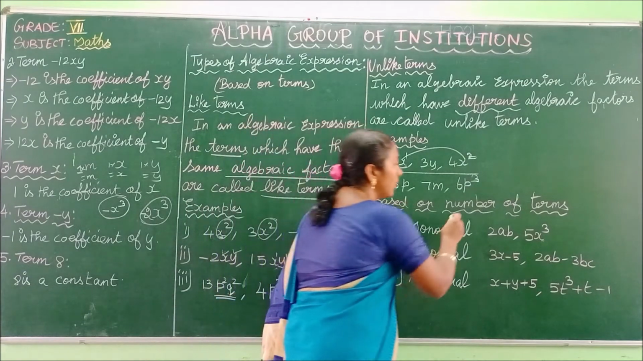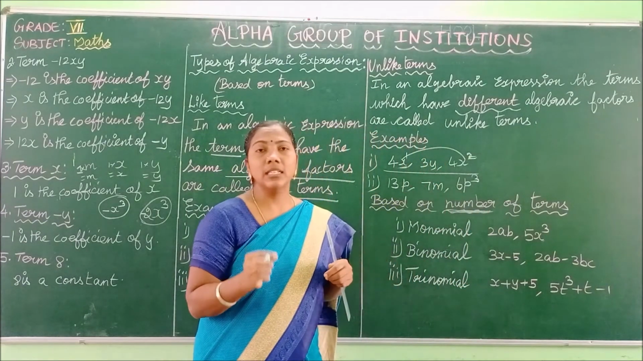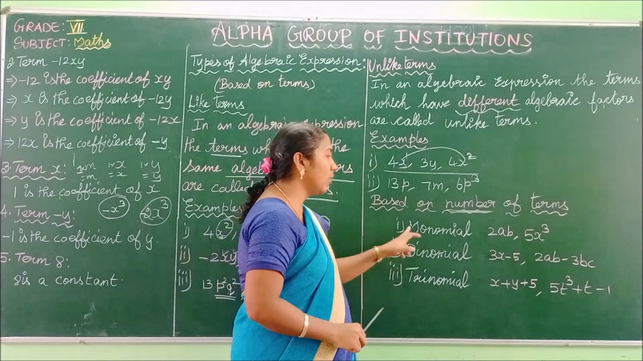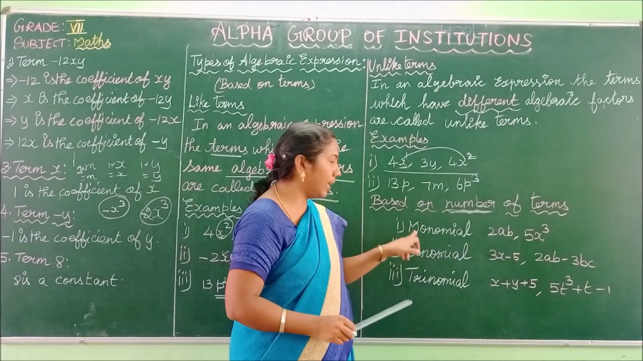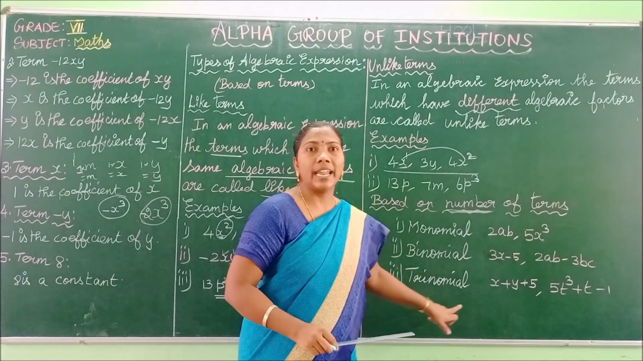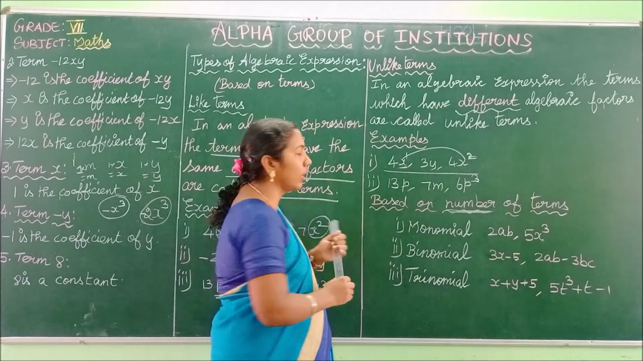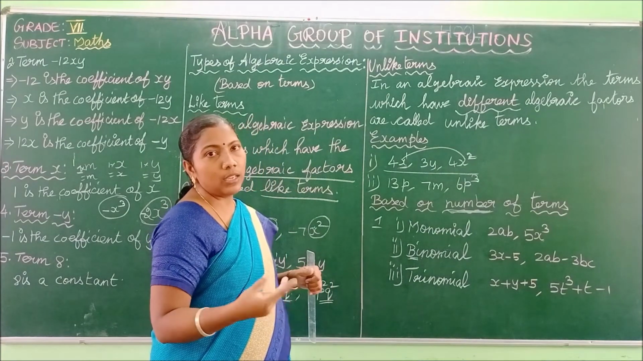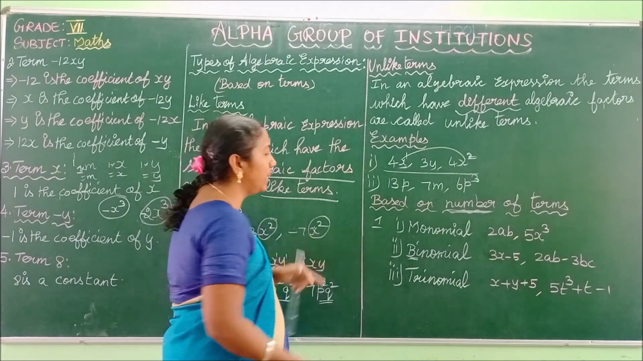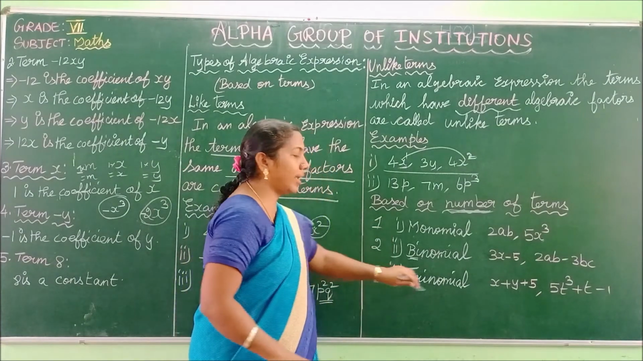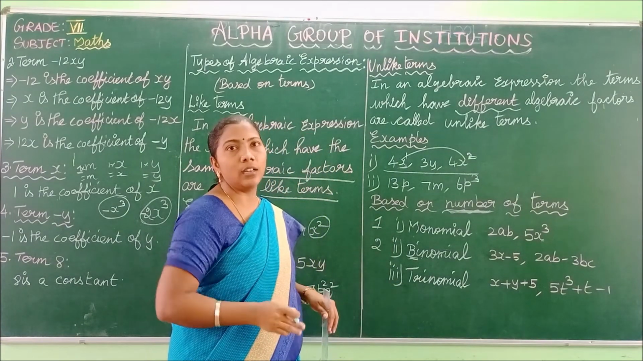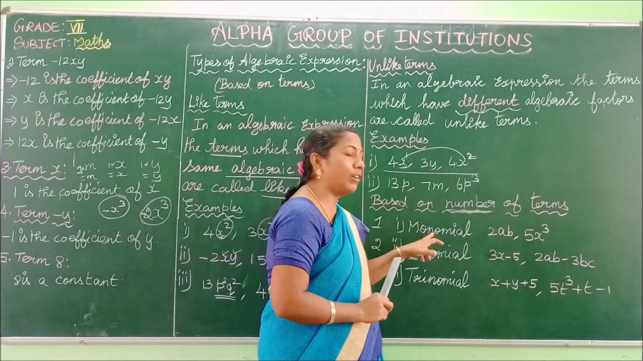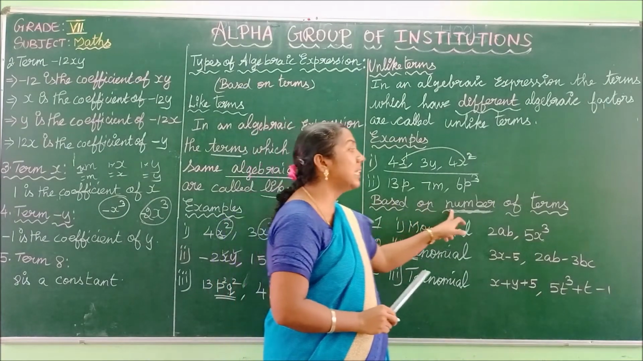Next, listen carefully, based on the number of terms, again we have some classification. Let us see what they are. First we have monomial, next binomial, next trinomial. Mono means one. Bi means two, like bicycle, it has two wheels. And tri means three, like tricycle, triangle.